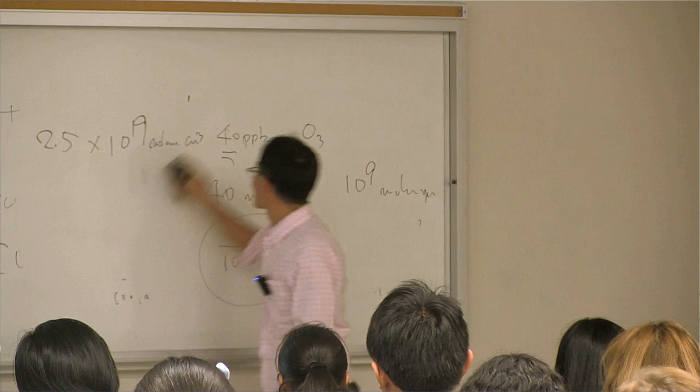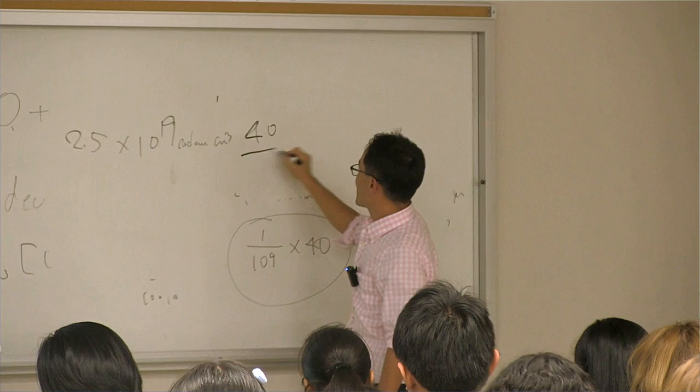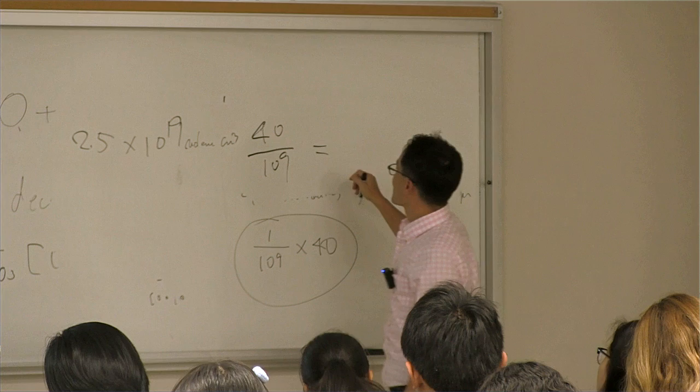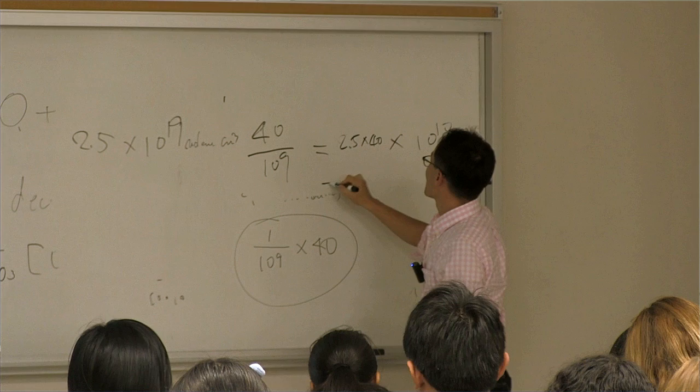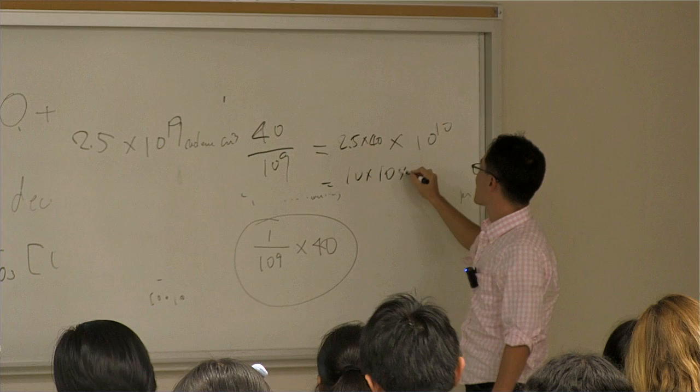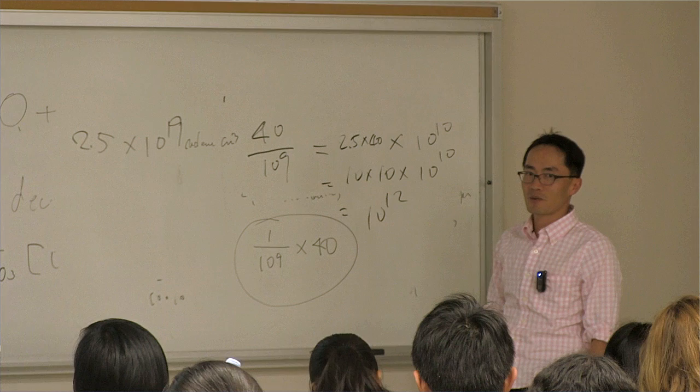So 40 times 10 to the 9, so 10 to the 9, 10 to the 10, 2.5 times 40, right? So 4 times 2.5 is going to be 10. And then you have another 10, 10, 10. Wow, that's a lot of 10 molecules per cubic centimeter, right?